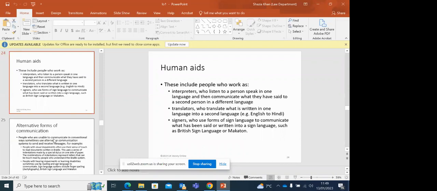Human aids include people who work as interpreters, who listen to the person speak in one language and then communicate what they have said to a second person in a different language. Translators translate what is written in one language into a second language, so maybe English, Urdu, Hindi. Signers use forms of sign language to communicate what has been said or written into a sign language, such as British Sign Language or Makaton.